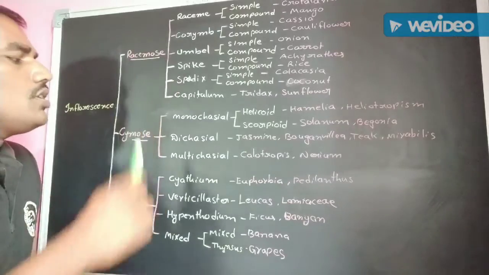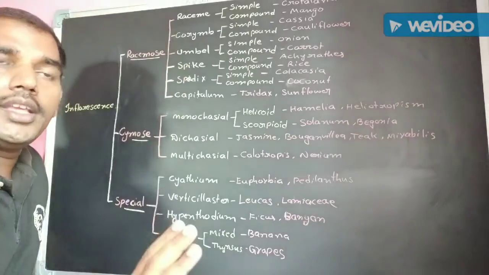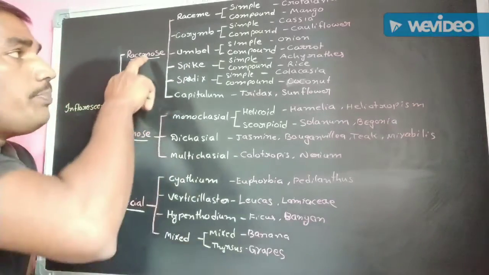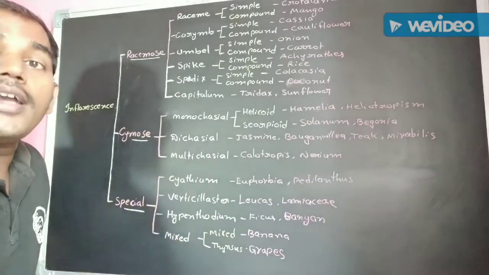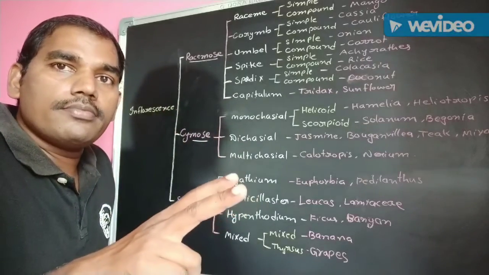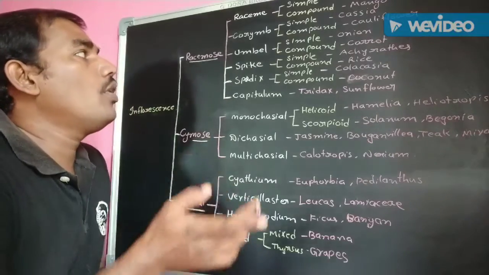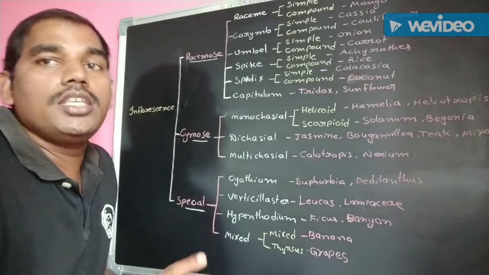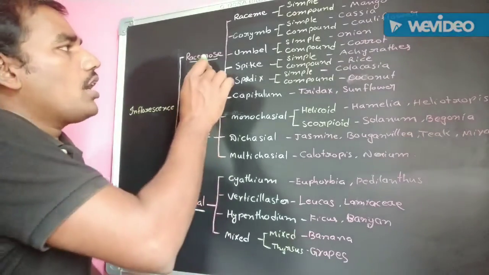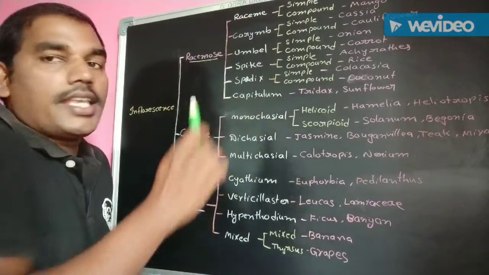Racemose inflorescence means what? The peduncle is continuously, indefinitely growing. This peduncle is either branched or unbranched. If the peduncle is unbranched, it is known as simple. If the peduncle is branched, that one is known as compound raceme. Simple raceme, compound raceme. Okay, let us discuss racemose inflorescences, which are further divided into 6 categories.